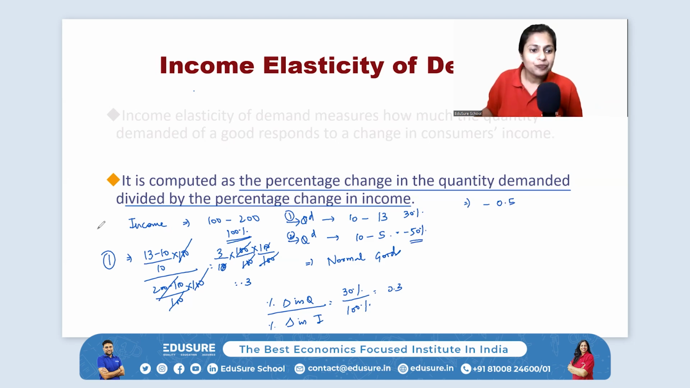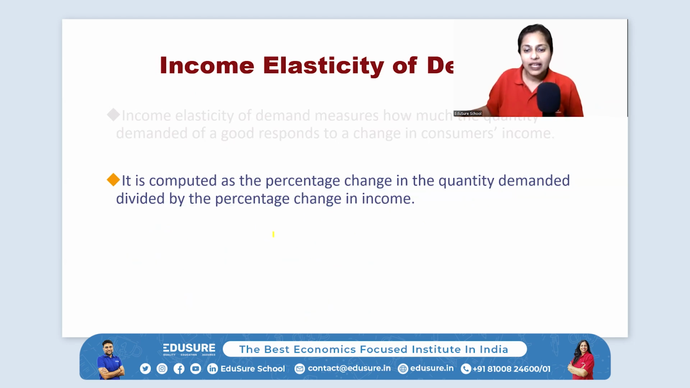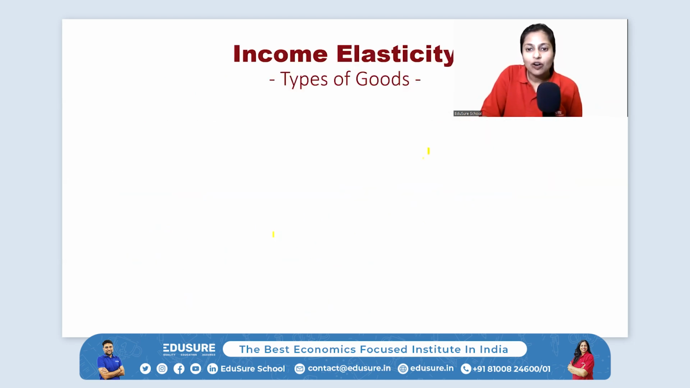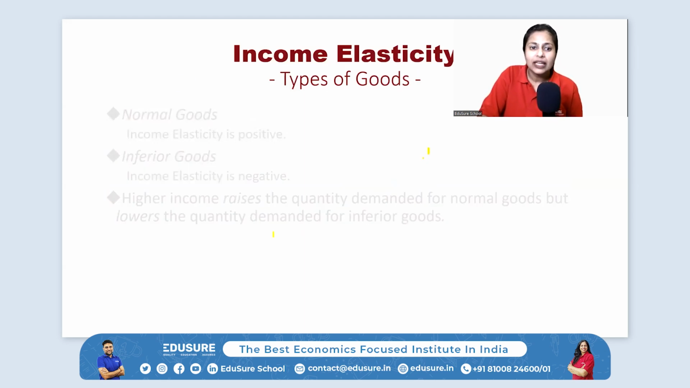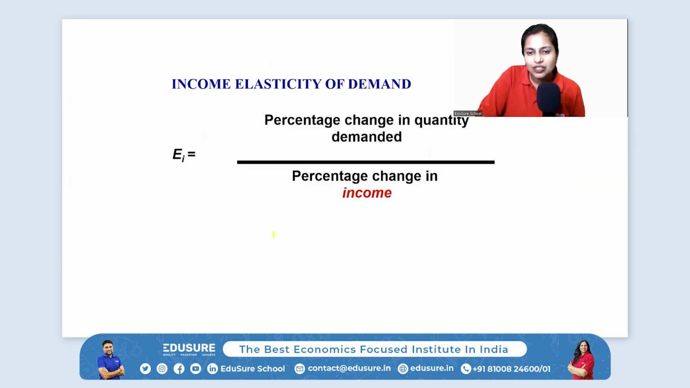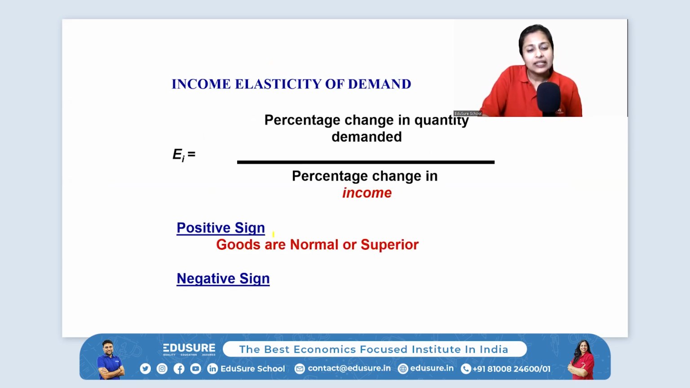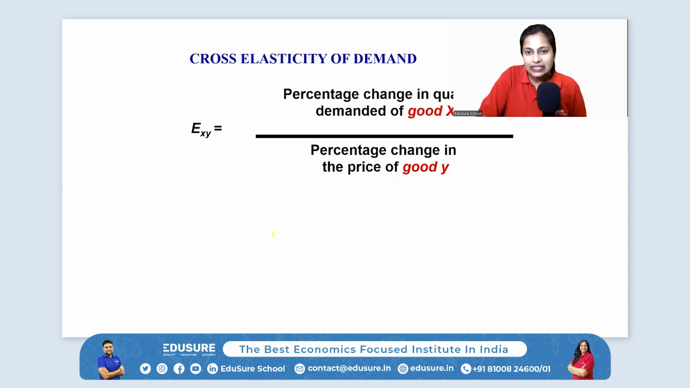So here we see what the sign of the quantity change is with income change. Okay, higher income raises the quantity demanded for normal goods, but lowers it for inferior goods. Percentage change in quantity demanded by percentage change in income. Positive sign, goods are normal or superior. Negative sign, goods are inferior. All right, so I hope that is clear. So that was the income elasticity of demand.